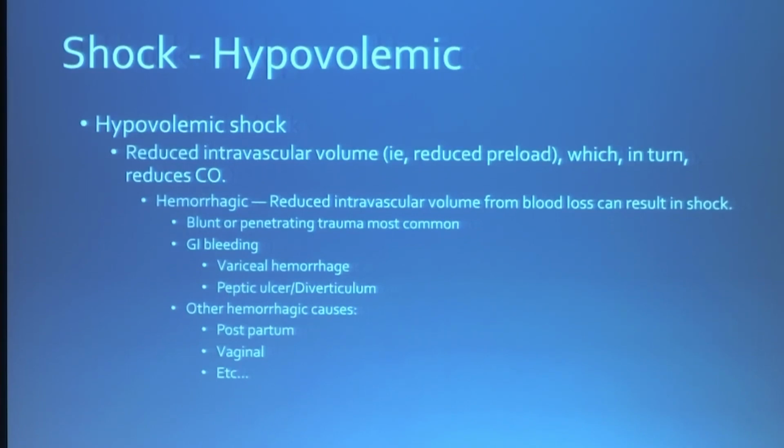Hypovolemic shock is reduced intravascular volume. Now, there's actually reduced volume, not just extreme capacitance like there is in distributive shock. So it's reduced intravascular volume, which ends up with reduced preload, which then reduces cardiac output. Most common, among common ones, is hemorrhagic shock, blood loss: blunt or penetrating trauma, GI bleeding from varices and diverticula, peptic ulcers, hemorrhage postpartum, vaginal bleeding, etc.